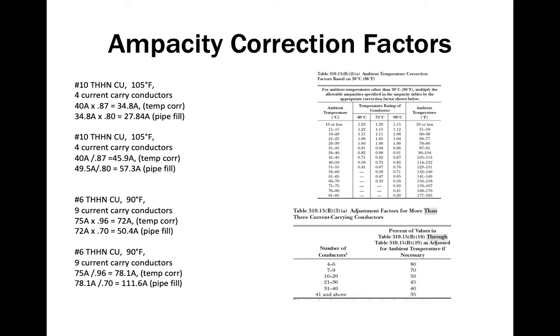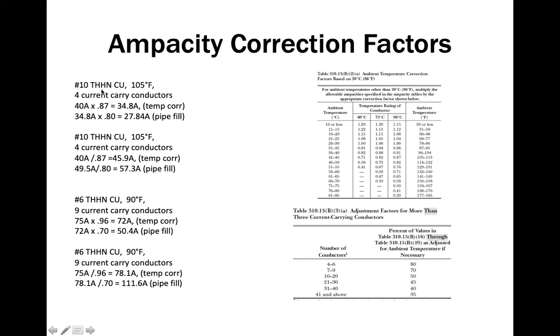All right, so now we're going to mix them all together. Here I have a number 10 conductor running through 105 degree temperature, 4 current carrying conductors in a pipe. In the first exercise, I'm going to derate the ampacity. In the second, I'm going to upsize the ampacity and determine what kind of conductor I need for that.